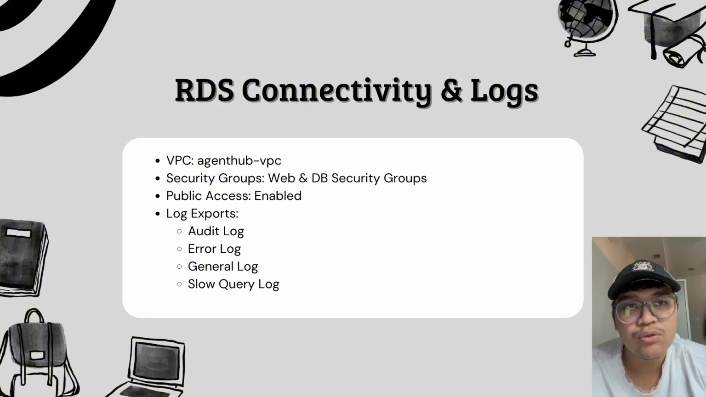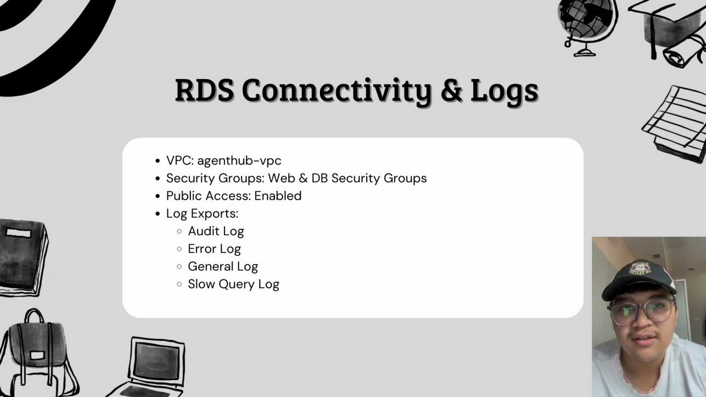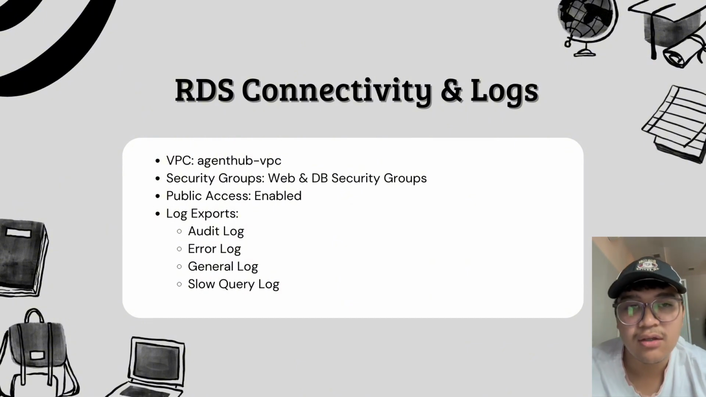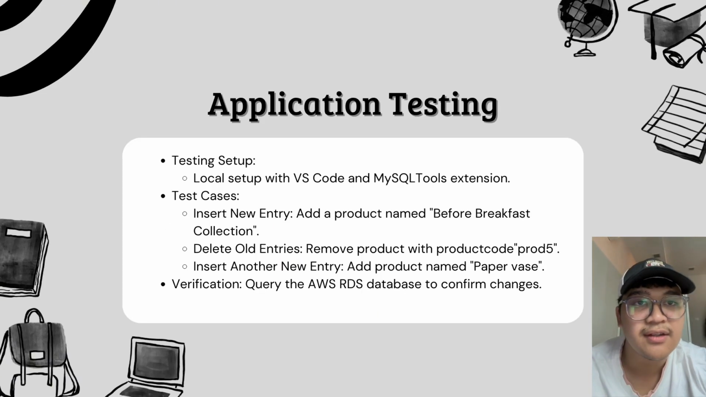Next, for the RDS connectivity and logs, to ensure seamless database operation, we configured access permissions and logging mechanisms. For the security group, both the web and database security groups were assigned to the RDS instance. For public access, we enabled it with strict security controls. For the log export, we enabled audit logs, error logs, general logs and slow query logs for performance tuning.